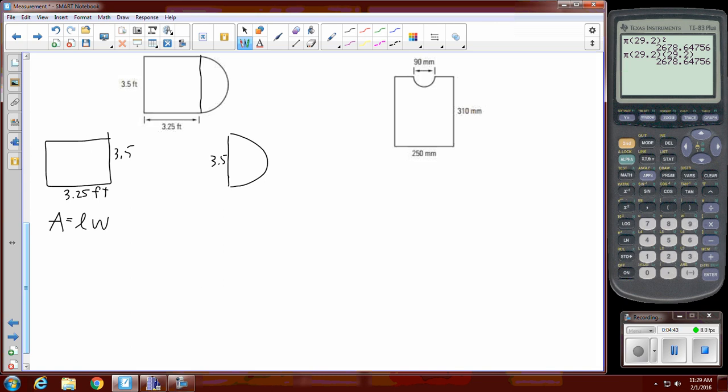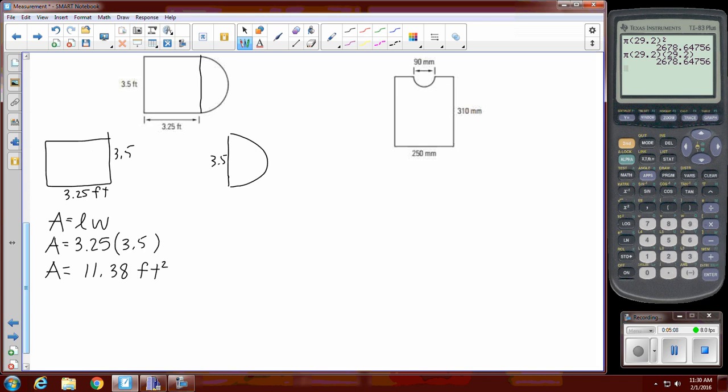So there's another length times width for a rectangle, which is 3.25 times 3.5. And the area of this rectangle then would be 11.38 square, oh, sorry, not centimeters, it's square feet in this example.